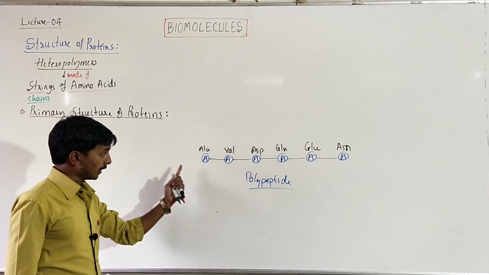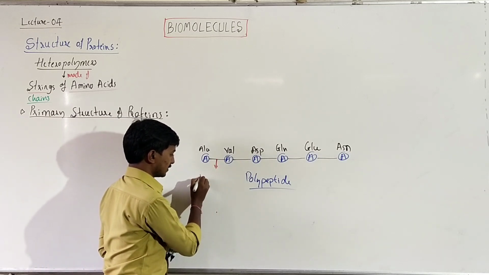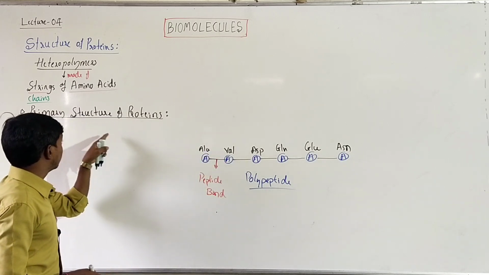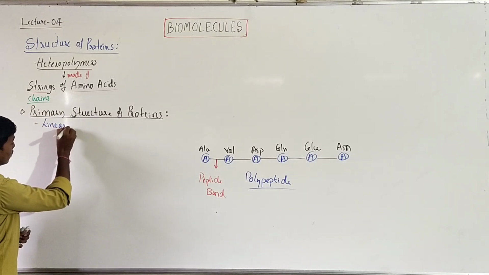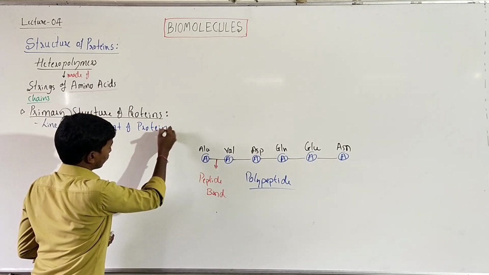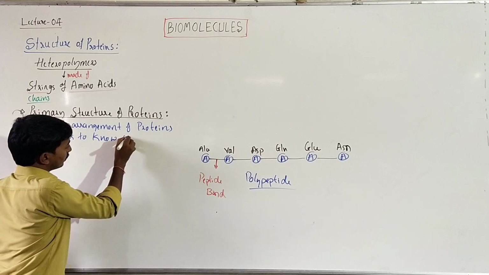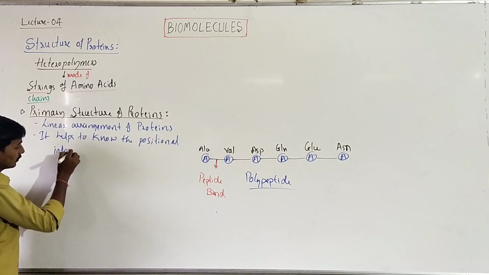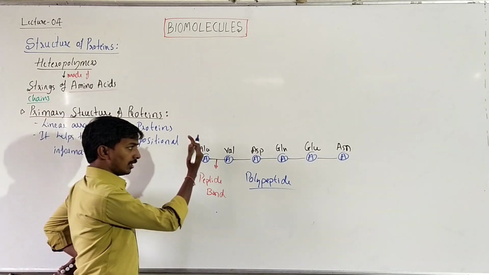Polypeptide, since many amino acids are joined together with the help of peptide bonds. This is what we have referred to in the earlier classes as a peptide bond. So that is about the primary structure of protein. Better we write it: linear arrangement of proteins, and it helps to know the positional information of amino acids. It means we can study the position of every amino acid.